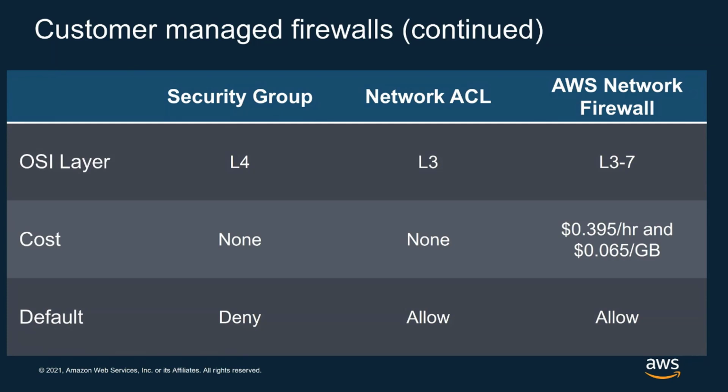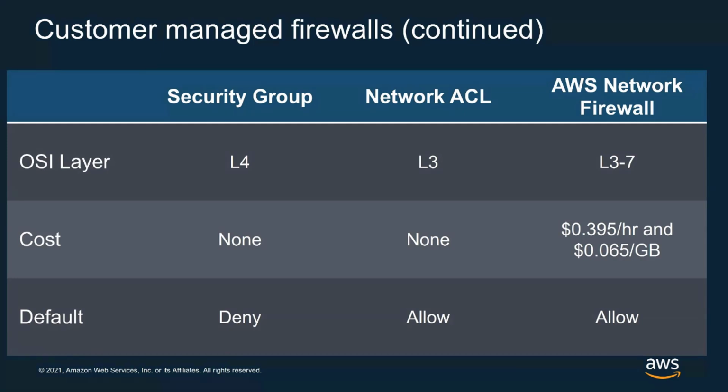From an OSI layer, that's where that Network Firewall shines. You could go all the way up to layer 7, right? So you got your application layer, you got your presentation layer. It's all there. So you're going beyond the L3 and L4 traditional firewalls that you have at AWS.